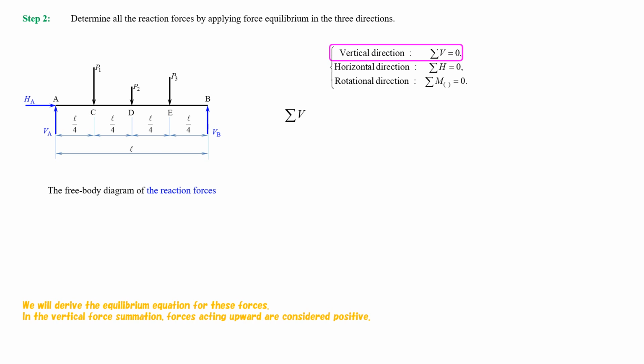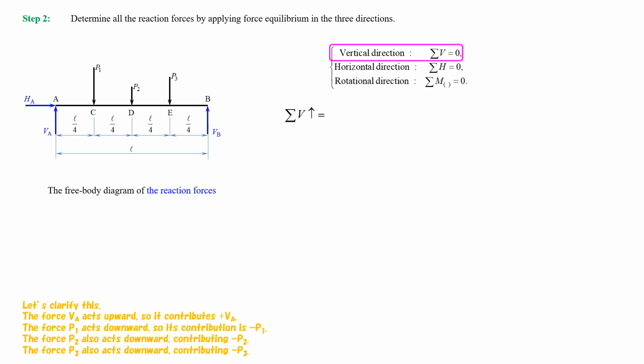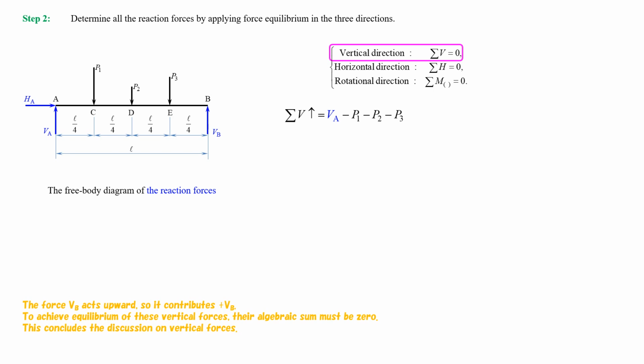In the vertical force summation, forces acting upward are considered positive. Let's clarify this. The force VA acts upward, so it contributes plus VA. The force P1 acts downward, so its contribution is minus P1. The force P2 also acts downward, contributing minus P2. The force P3 also acts downward, contributing minus P3. The force VB acts upward, so it contributes plus VB. To achieve equilibrium of these vertical forces, their algebraic sum must be zero. This concludes the discussion on vertical forces.